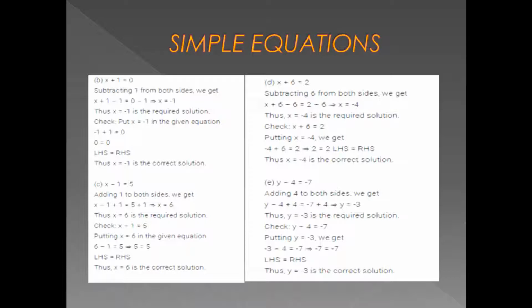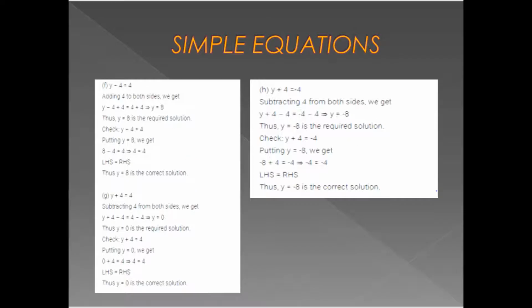Now again we'll check it. Putting x equal to minus 1, we get minus 1 plus 1 equal to 0. So 0 is equal to 0, which means left hand side is equal to right hand side. So x equal to minus 1 is the correct solution. In the same way you can try the C, D and E parts.